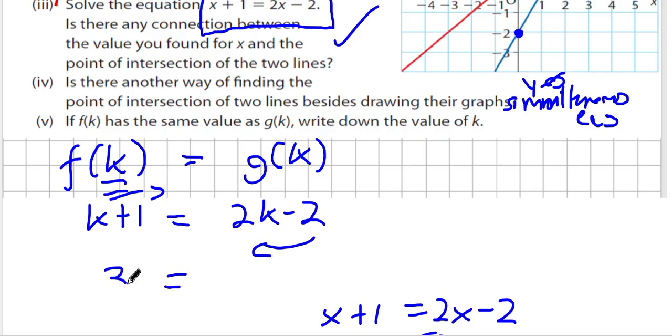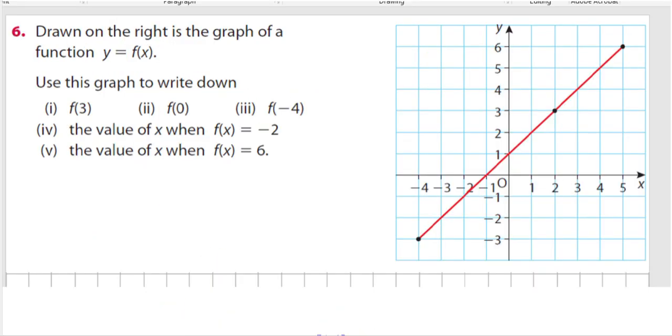I'm going to end up with 3 equals 2k minus k. K equals 3. It's the same. Now, are we all agreed there's only one function? What's the name of the function? Is it fx, gx, or what is it? It's fx. So everybody agreed that's y equals fx right there.